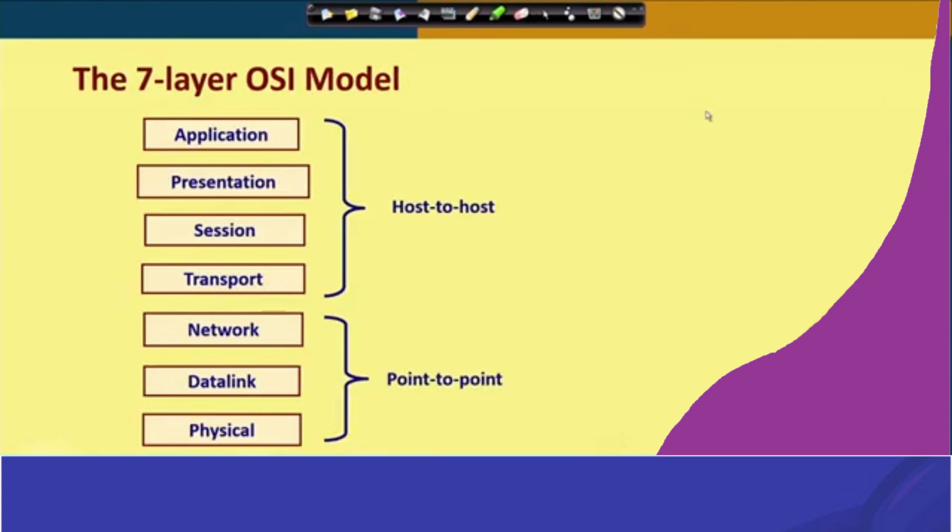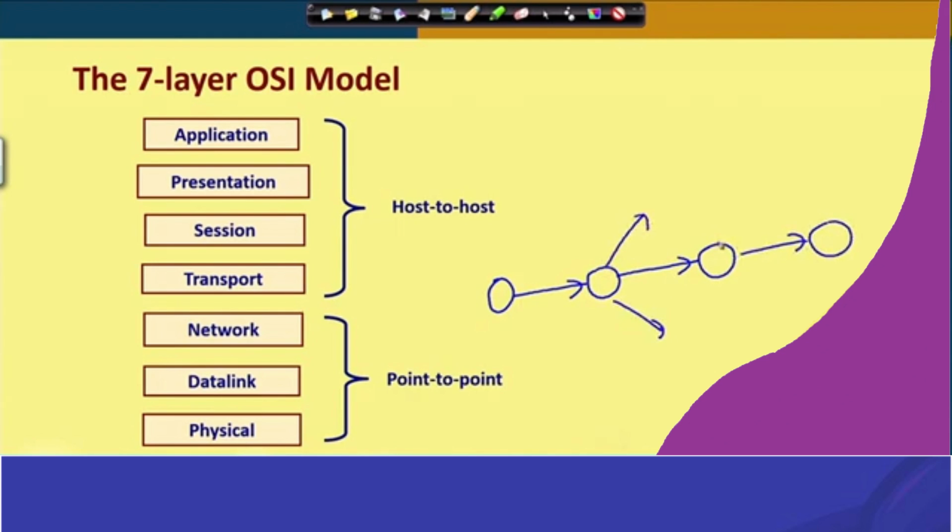Now, talking about the 7 layers, you see these are the 7 layers, starting from the lowest point: physical, data link, network, transport, session, presentation, application. Now, you see, if you think of a network like this, well, I am only showing one path, there can be other paths also. Let us say from a source S to a destination D, this is the path which is followed.